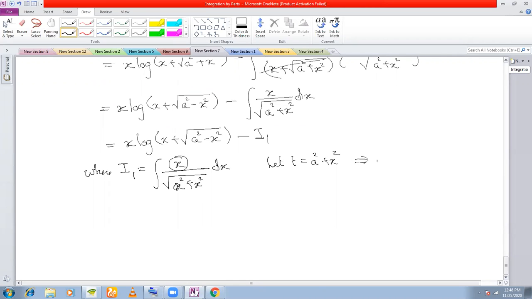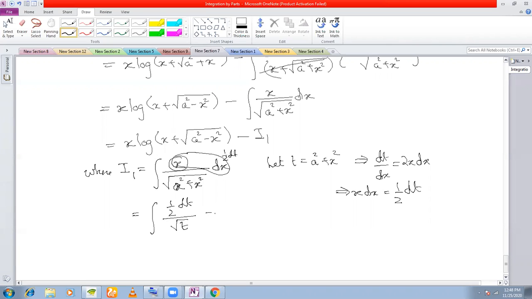So what happens? If I differentiate, I get dt/dx is equal to 2x, so dt equals 2x dx, right? That means I get x dx is equal to half dt. So now put it here. Your x dx you already have here. This becomes half dt. So this becomes the integral of half dt divided by root of a square plus x square, which is root t. Now if you take half outside, you get the integral dt by root t.